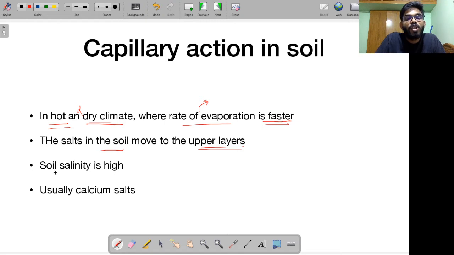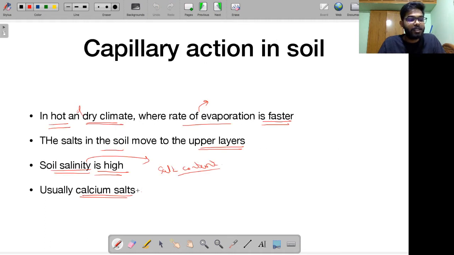You will see that the soil salinity is very high. Salinity means the salt content. The salt content in the soil is very high. When we say salt, we normally correlate it with common salt, that is sodium chloride, but there are different types of salts. So the soil salinity is very, very high. This is because of capillary action. Usually you will see such soil has a significant amount of calcium salts. This is capillary action in soil.